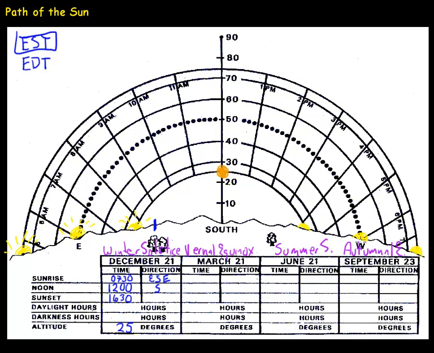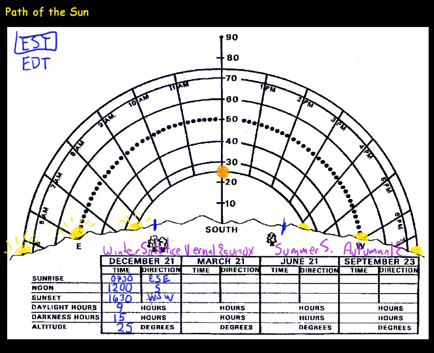And it's going to actually be south of west. It's going to be west of that, so it actually sets at west, south, west. How many hours of daylight do we get? Well, we have 4.5 hours before, and 4.5 hours after. We get 9 hours to heat up. 24 minus 9, we get 15 hours to cool down.